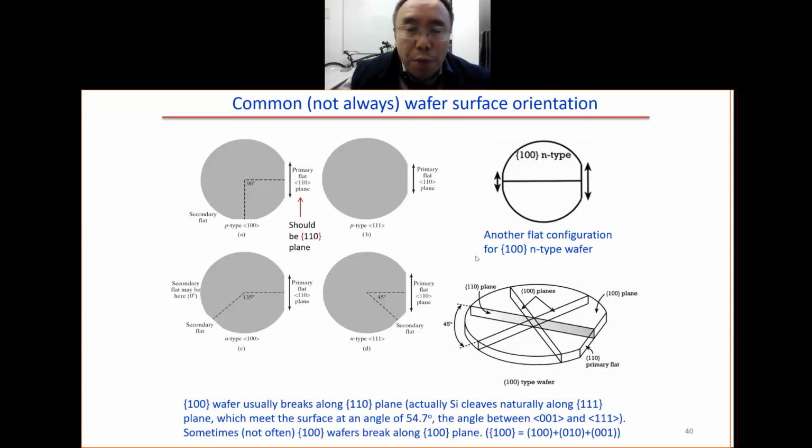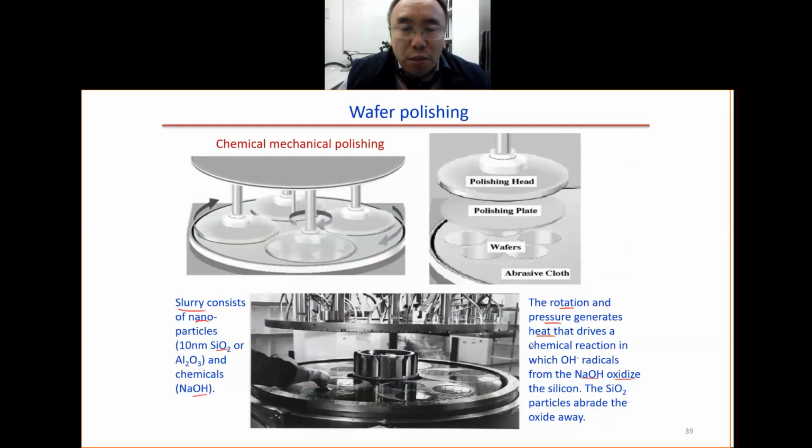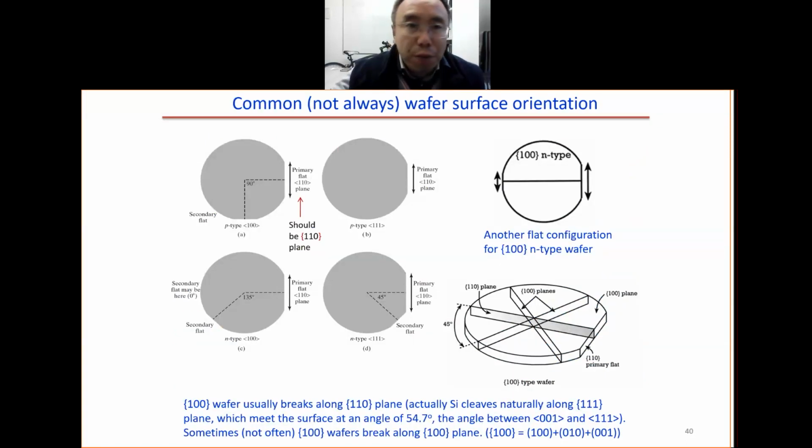So here is the common wafer surface orientation. As we see here, we have this flat. This flat here tells you the wafer orientation. This is the common way to tell the wafer orientation.